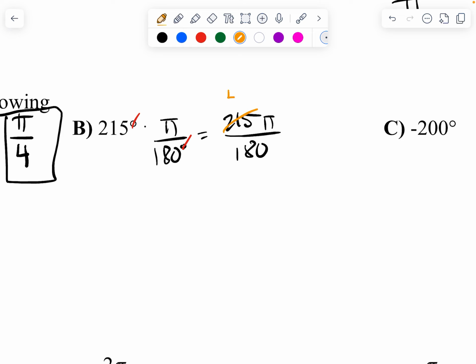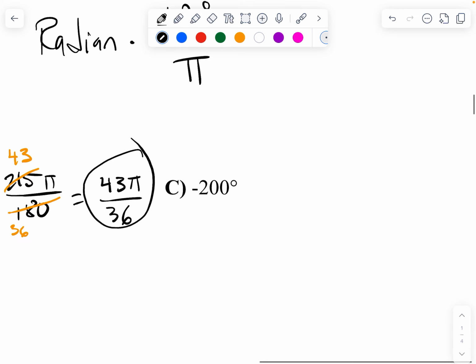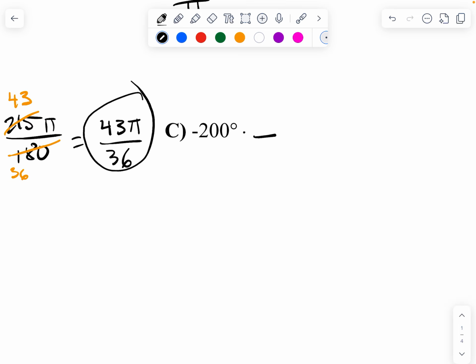So this will cancel, gives you 43. This cancels, gives you 36. And you're left with 43 pi over 36. Answer, you're done. If it's negative, nothing changes. You literally still do times pi over 180, right?